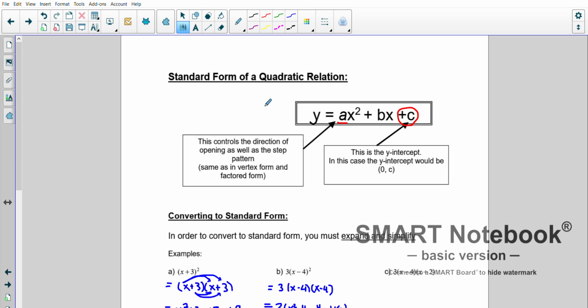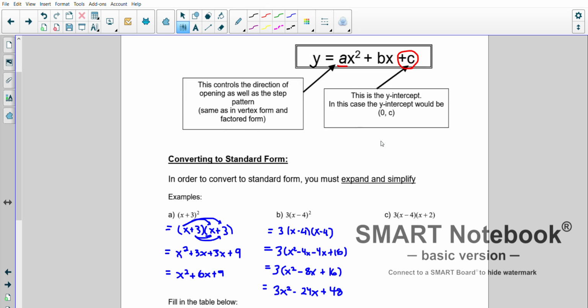So, in summary, this is the general form for the standard form of a quadratic. It looks like this. It's in the form ax squared plus bx plus c. So we now have 3 forms of the quadratic. And just like vertex form and factored form, this a value has the exact same effect. It's going to tell you the direction of opening, and it's going to give you the step pattern. The vertex form will give you the vertex, the factored form will give you the zeros, the standard form, which is this form, will give you the y-intercept.